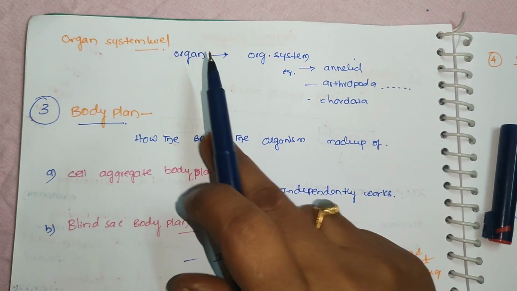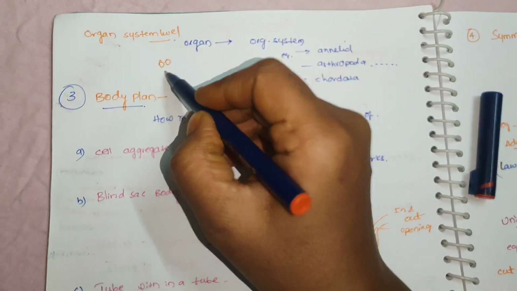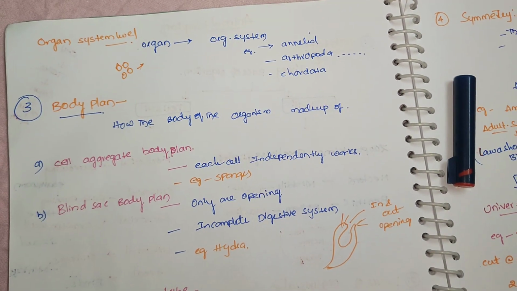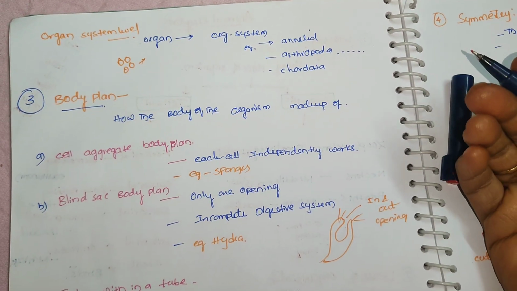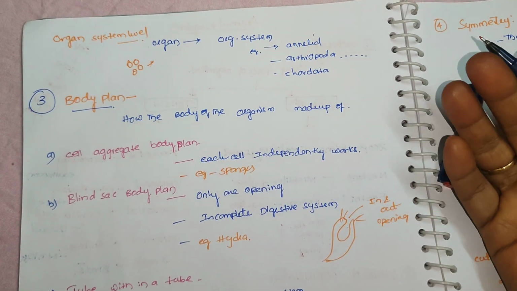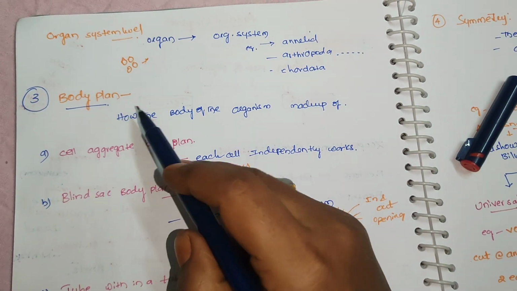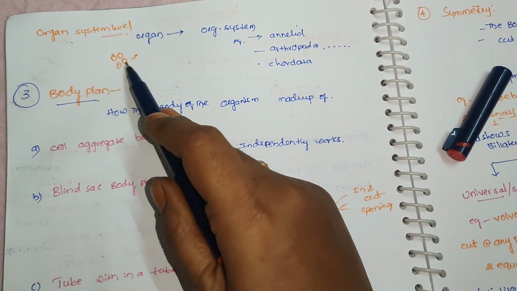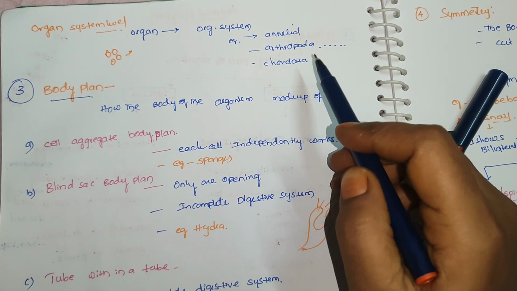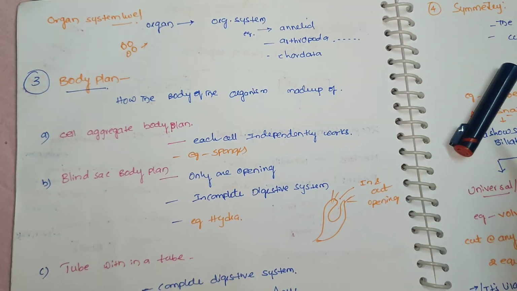Then organ system level of organization. A group of organs together forms an organ system. That is organ system level of organization. For example, reproductive system, excretory system, respiratory system. All of these are a combination or group of organs performing a specific function. Example, annelid, arthropod up to chordate. They have organ system level of organization.